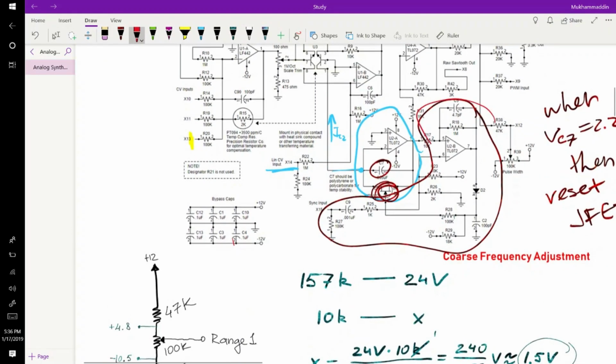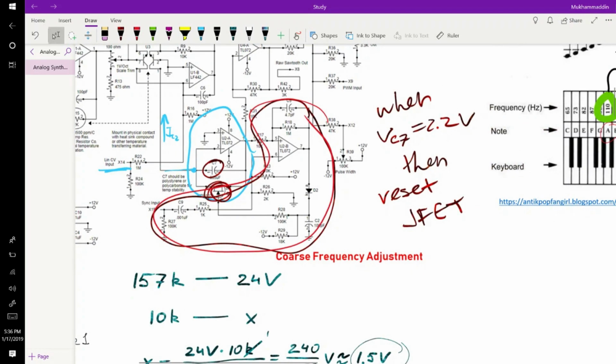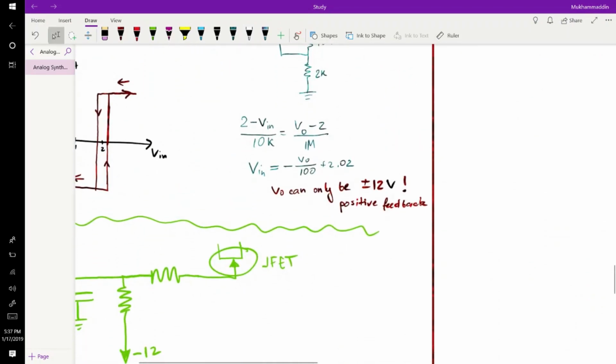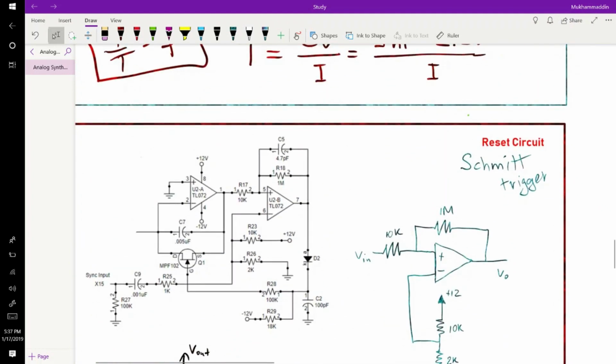How does this part work? How come we can set such an interesting condition that when VC7 is 2.2, then reset the JFET? Well, it is done in the following manner. This is our familiar ramp oscillator. And now take a look at this circuit. This circuit in here is a Schmitt trigger.